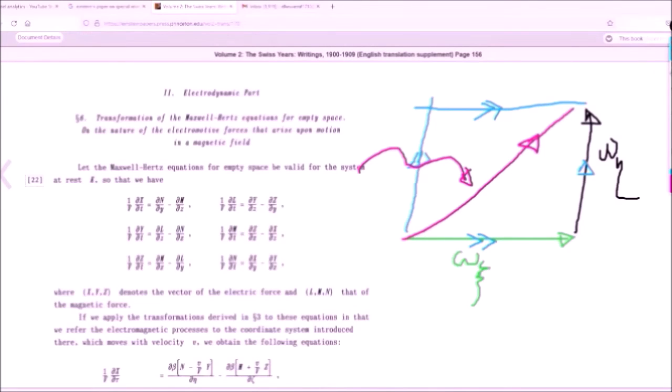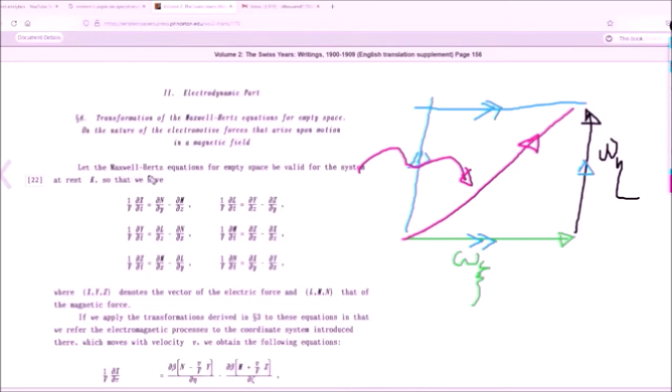Part 2, electrodynamics part. Section 6: transformation of the Maxwell-Hertz equations for empty space, and on the nature of the electromotive forces that arise upon motion in a magnetic field.